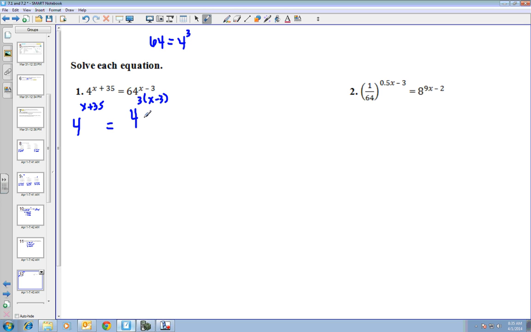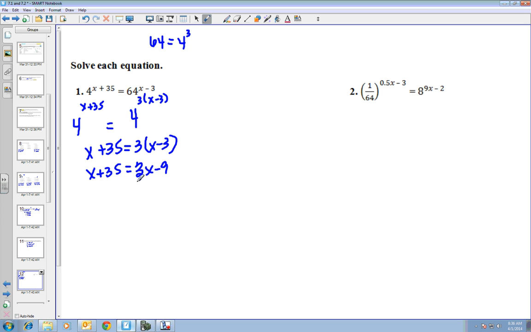Now, after you rewrite and you have the same base, you can drop your bases and you're just going to set your exponents equal to each other. So then it becomes an Algebra 1 problem. So now I have x plus 35 equals 3x minus 9 because I had to distribute my 3.